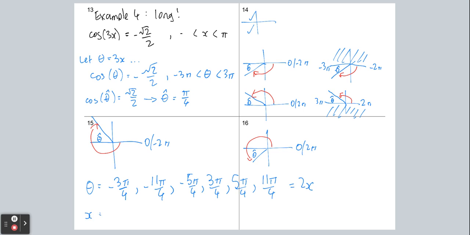I'm going to put them into smallest to highest as well. So the smallest here is minus 11 pi on 4. So when I divide that by 2, I'm going to get minus 11 pi on 8. And then I've got minus 5 pi on 8. That's that one here. Then I'm going to go minus 3 pi on 8. Then I'm going to go 3 pi on 8, 5 pi on 8, and 11 pi on 8. And that's my final solution.